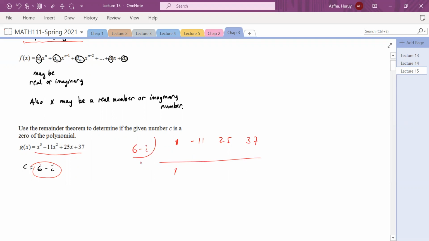So we pull this down and we multiply this, we get 6 minus i. If we add this, we have 5 minus i, and then this times this, it will be 30 minus 6i minus 5i plus i squared, which is minus 1, so it will be 31 minus 11i. If we add this, we get 56 minus 11i.